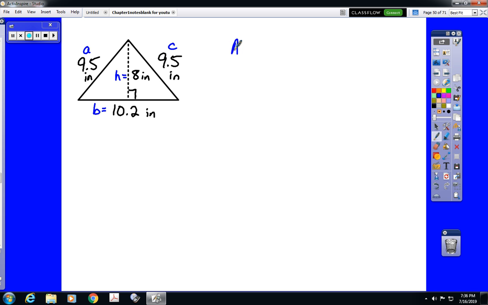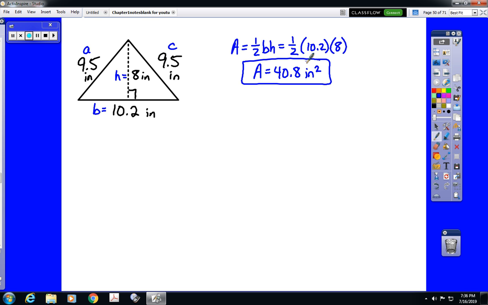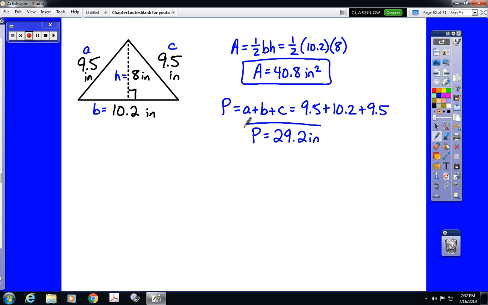So the area is 1/2 base times height. That is 1/2 times 10.2 times 8, which would be 40.8, which doesn't require us to round because it's already to the nearest tenth. So 40.8 inches squared. The perimeter, all we do is add up the three sides, A, B, and C. So that would be 9.5 plus 10.2 plus 9.5. Again, that doesn't require us to round either. We would simply add those up and get 29.2 inches.